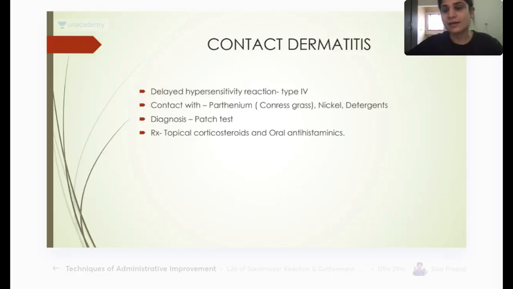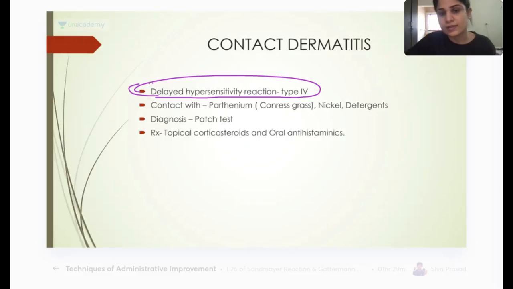Okay, and last we have contact dermatitis. So they will give you a clinical case scenario. Patient is washing vessels every day, and then she is getting a lot of itching in her hands, scaling in the hands. So what is it? It is contact dermatitis. What kind of hypersensitivity reaction is it? It is a delayed hypersensitivity reaction, type 4 hypersensitivity reaction, usually seen with detergents. Treatment is the same, corticosteroids and antihistamines.